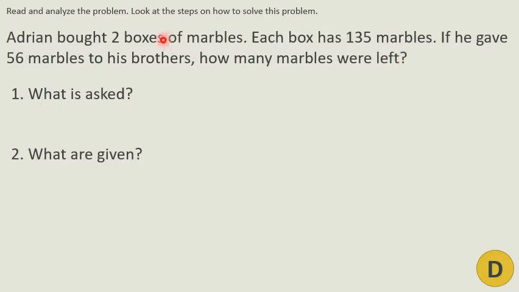So, meron daw dalawang kahon o dalawang boxes ng marbles si Adrian. So, kada isang box daw ay naglalaman ng 135 marbles. Ngayon, binigay niya yung 56 marbles sa kanyang mga kapatid. So, ilan na lang daw yung natira sa kanya? So, ano pang tanong? So, ilang marbles ang natira? So, the number of marbles left to Adrian.